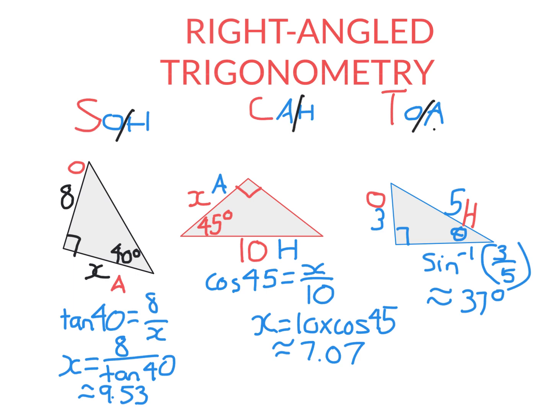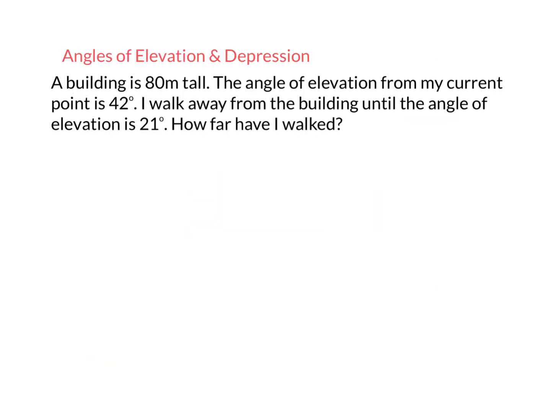All right, let's now look at applying this knowledge to angles of elevation and depression. So a building is 80 meters tall, angle of elevation from my current point is 42 degrees. I walk away from the building till the angle of elevation is 21 degrees. How far have I walked?